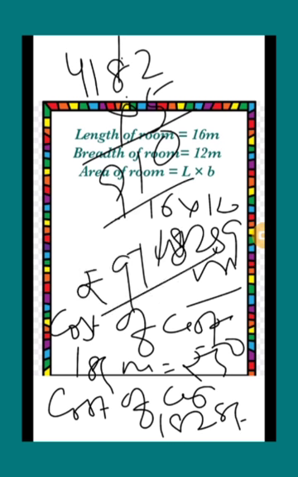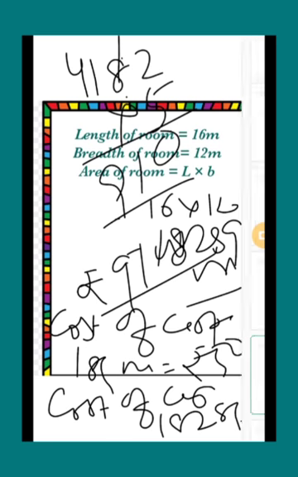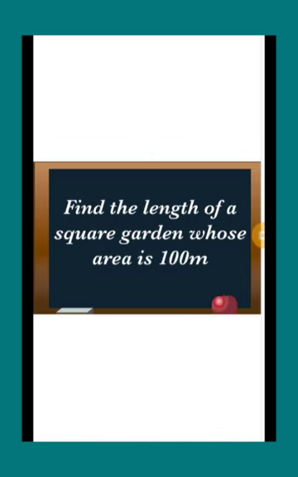9100. Now 5 se multiply kiya, so 50 se multiply karenge to aapki 10 over add ho jayegi, so your answer will be 9100. Sabse pehle aapko area calculate karna hai, jo area mein aapka answer aayega usko aapko cost se multiply karna hai. Okay, see next question, which is find the length of a square garden whose area is 100 meter.